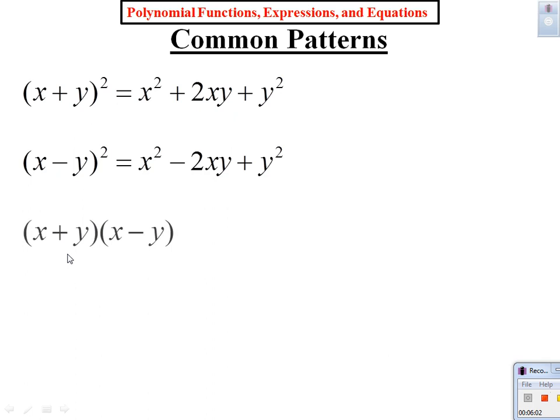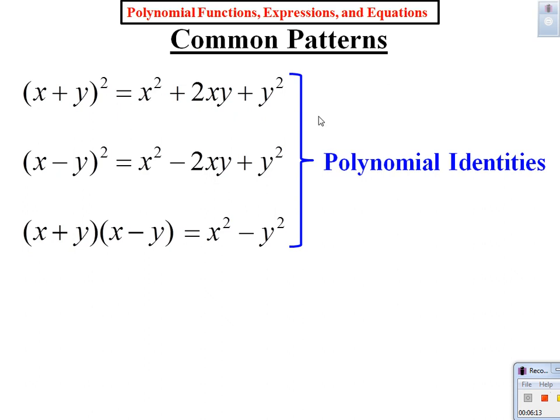And the third most common one is x plus y times x minus y, which simplifies to x squared minus y squared. All these 3 are known as polynomial identities. Copy these, please. Polynomial identities, we need these for multiplication of numbers, but before we get there, we need to look a little bit deeper into these patterns, or the identities.